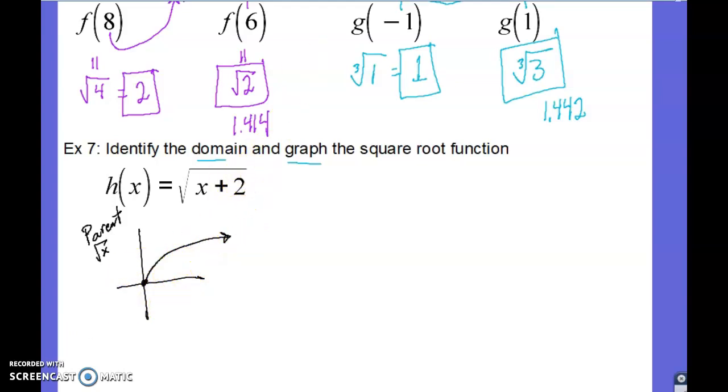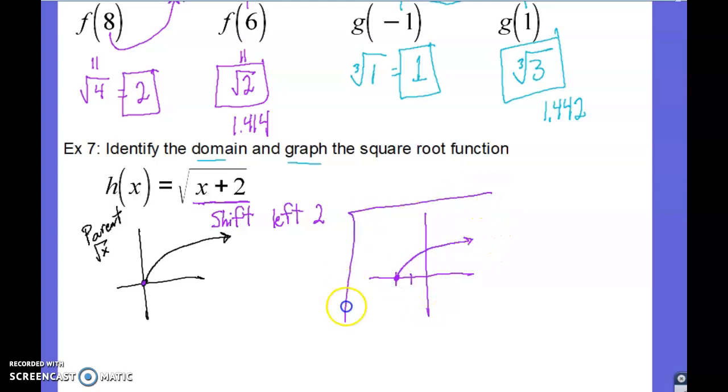And so what you probably remember from Algebra 2 is when you're adding inside of the radical, this is a shift. You might remember, you might not, so I'm going to tell you, if you add inside, we shift left 2 units. So instead of starting at the origin, we're going to start left 2, and then we have that behavior up and to the right.